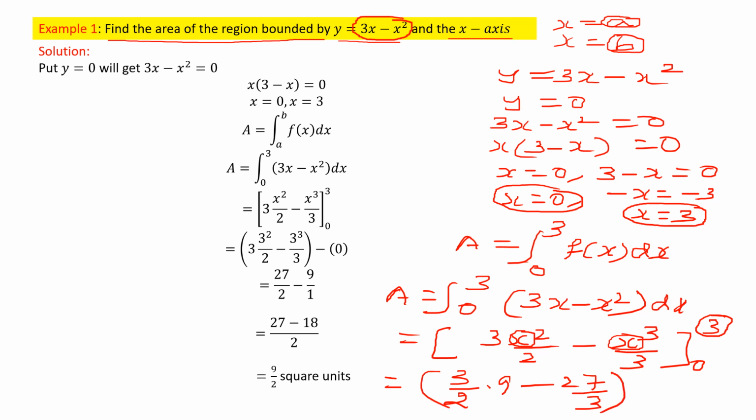When you substitute lower limit, this will become 0. By simplifying this, we will get 9 by 2. And we will write the value as square units because the question is find the area. So the unit of area is square units. So I have concluded that the answer for this problem is 9 over 2 square units.